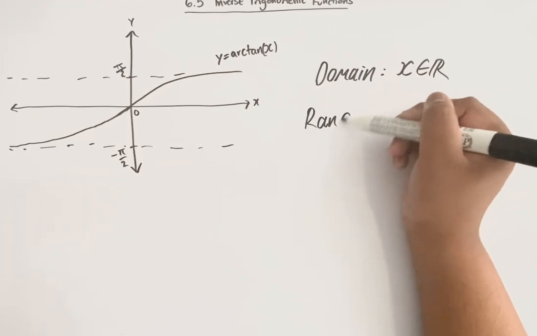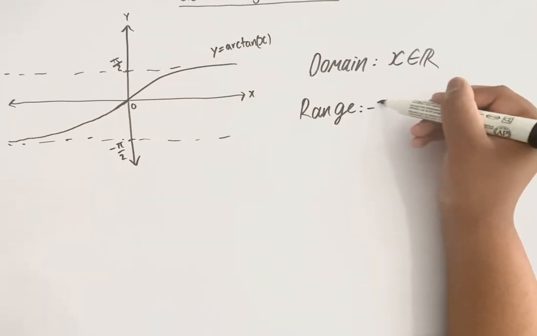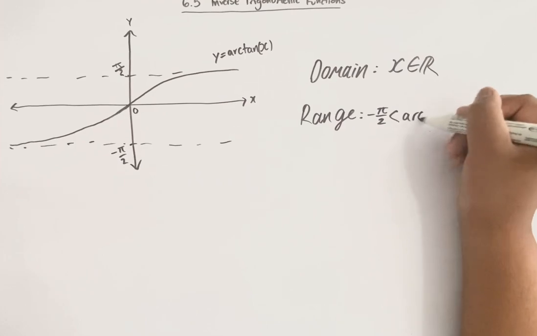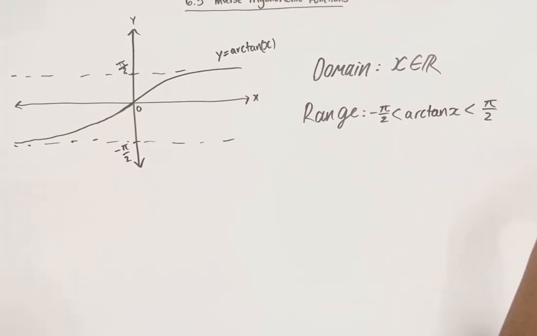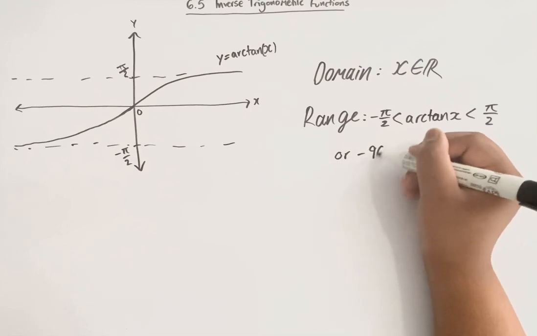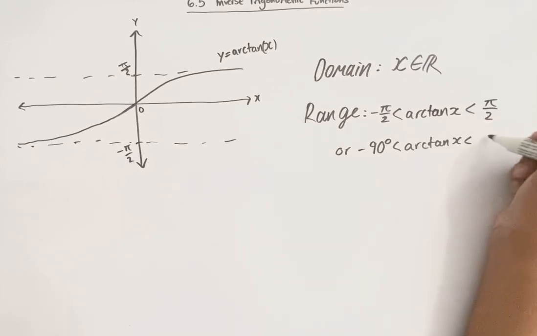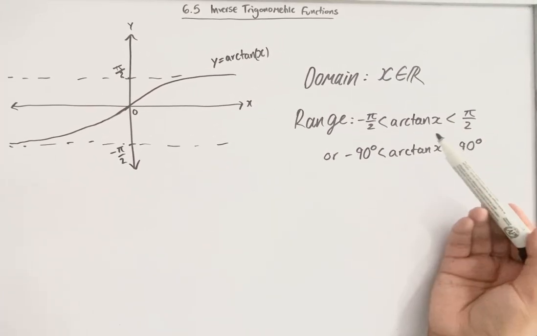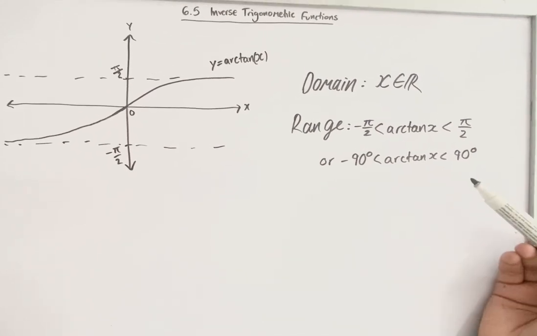For the range of the function, we can see that it goes from -π/2 to π/2. So -π/2 < arctan x < π/2. Or in degrees, -90 degrees < arctan x < 90 degrees. Because tan x is undefined at -π/2 or π/2, or -90 degrees and 90 degrees.